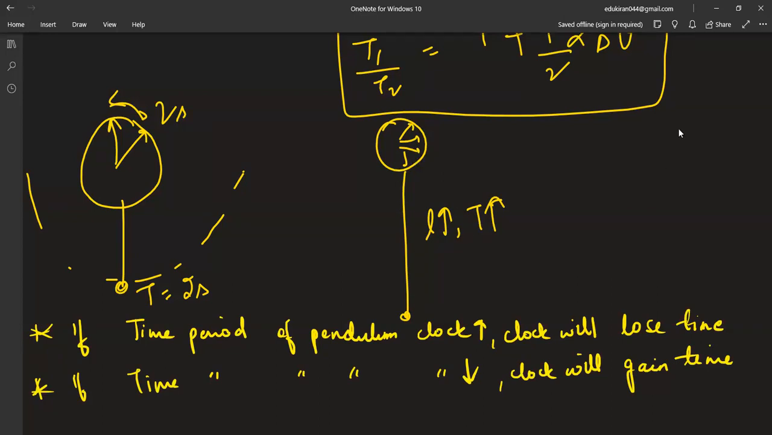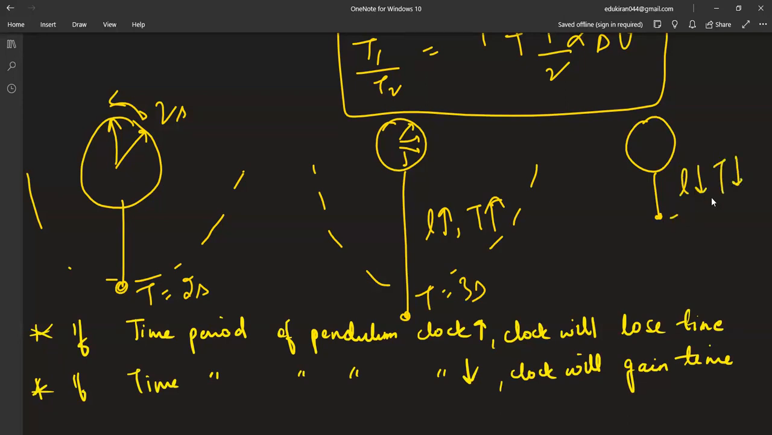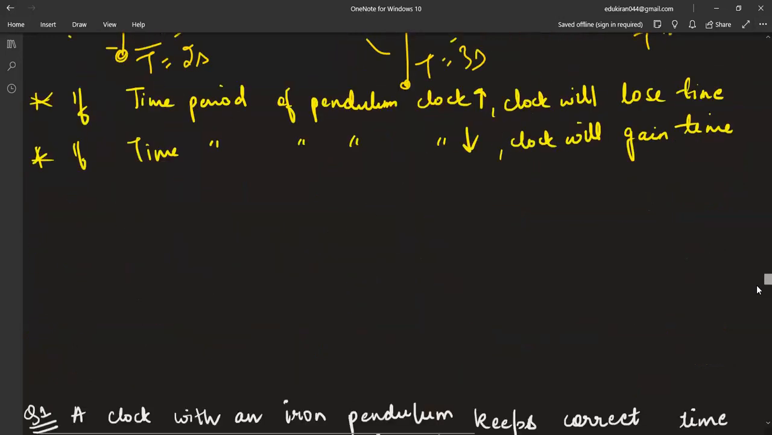Time period will increase. Whereas suppose this is very short, so suppose here the time becomes 3 seconds. The time to complete an oscillation becomes 3 seconds. If we decrease the length, time period will also decrease, right? To complete this entire duration, time will also be less. So it means the clock has started gaining time. So these are certain applications of it which you should be aware of.